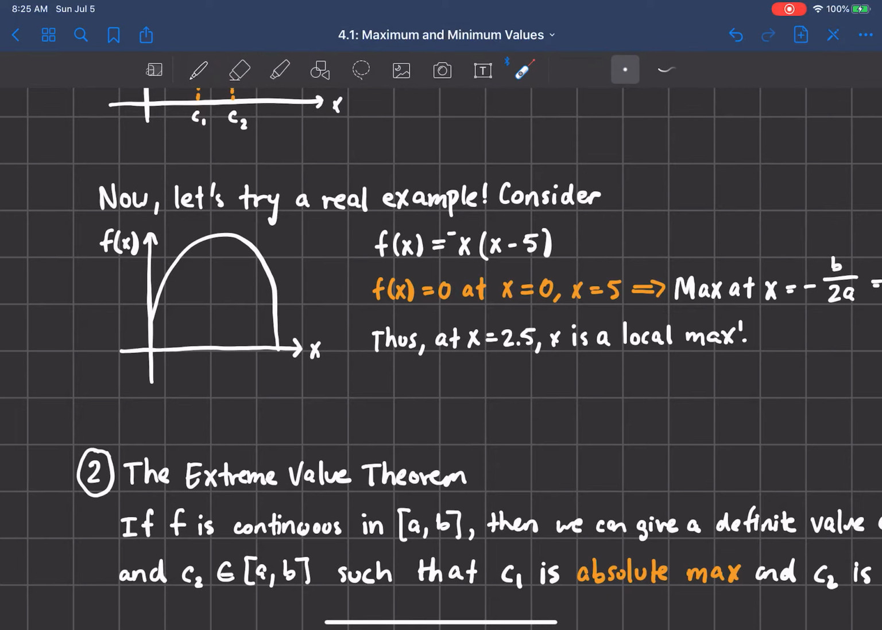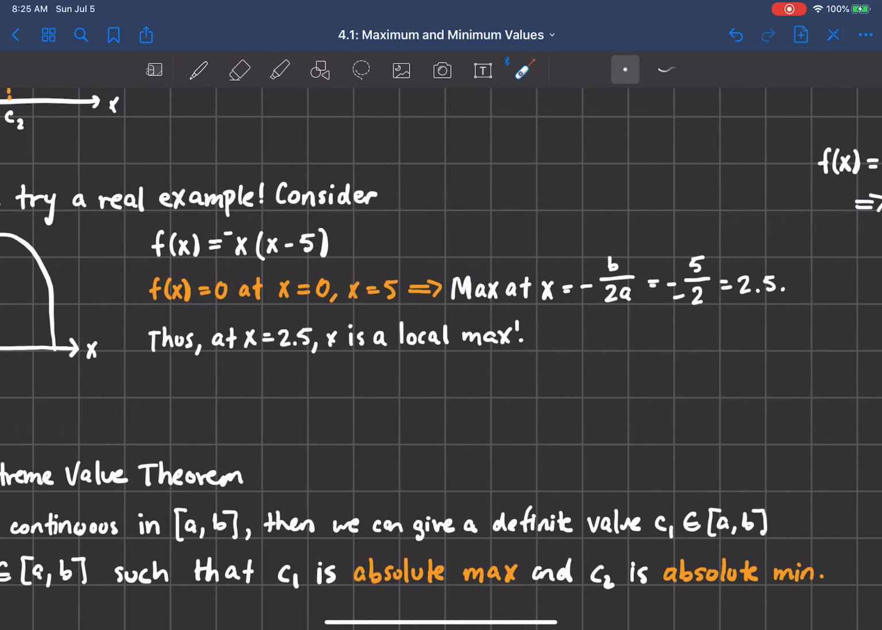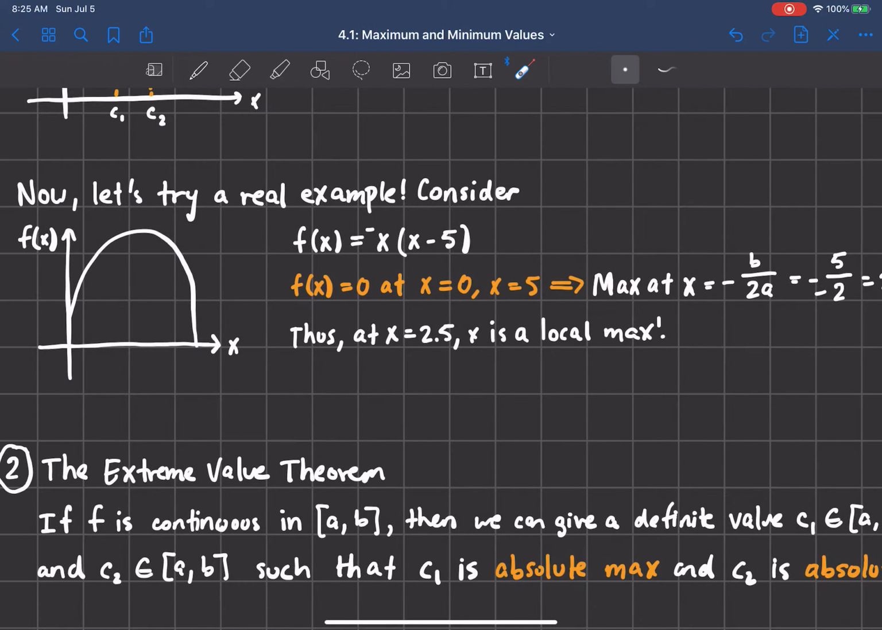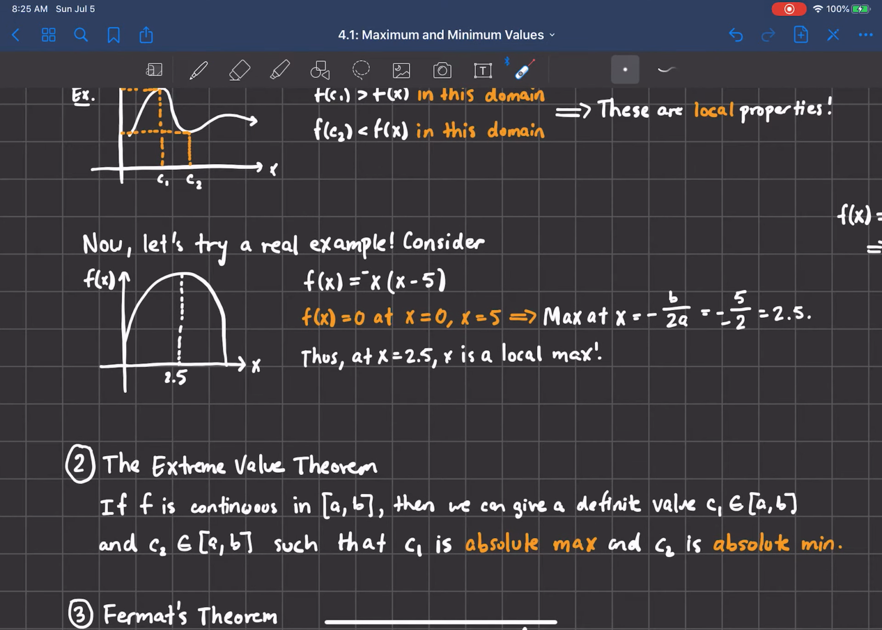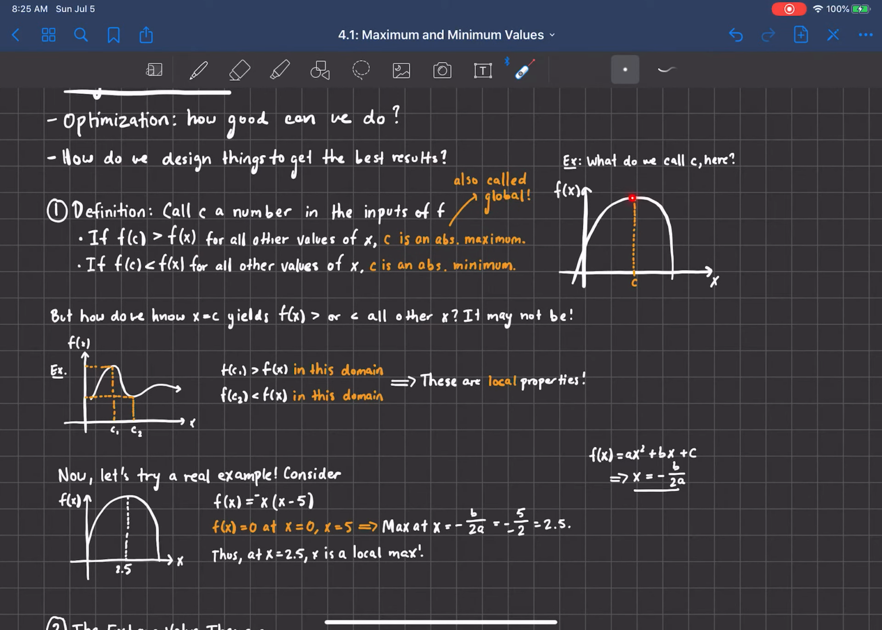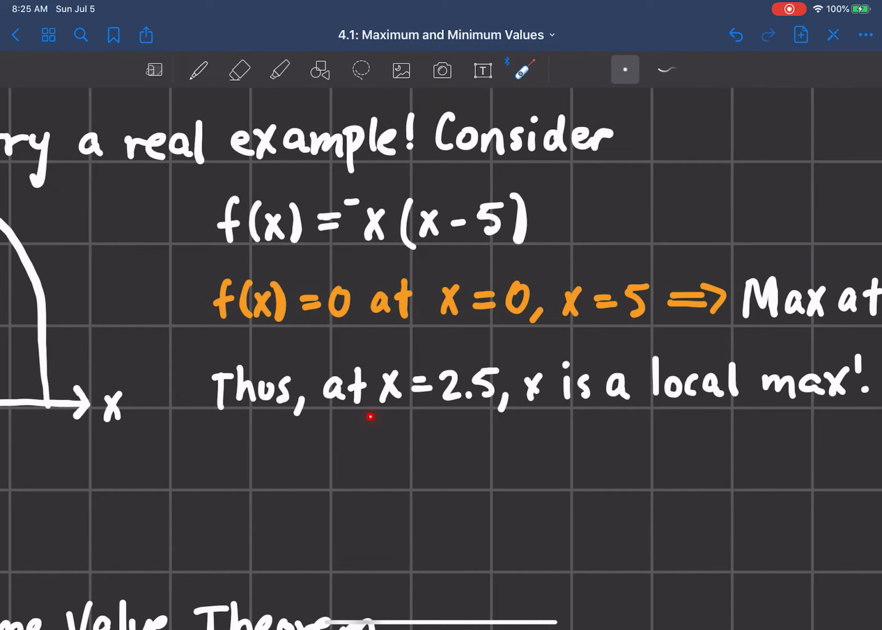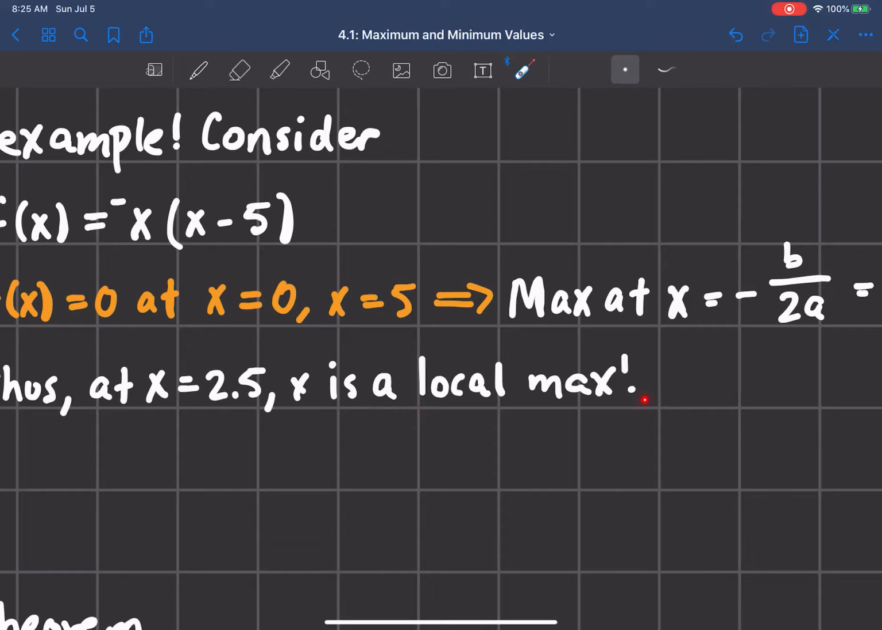Now we can continue with this. We know that we have zeros at 0 and 5. Using the notion that the max occurs at x equals negative b over 2a, we know that that x is 2.5. Precisely, this is right in the middle of both of our coordinated zeros. This value is 2.5 right here. So now, this concept is used because we see that here, much like the graph we showed up here, this is actually a local maxima. At x equals 2.5, x is a local max.